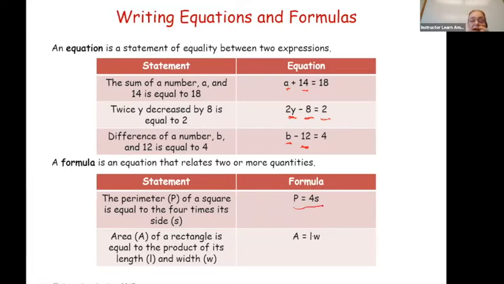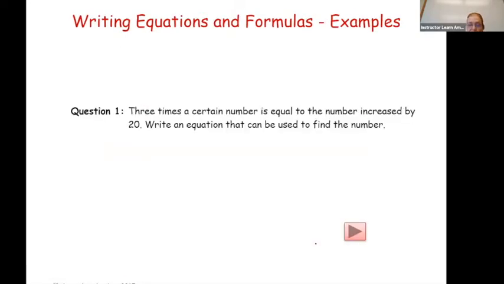Or the area A of a rectangle is equal to the product of the length and the width. So the area A is equal to L times W. So now let's take a look at some problems involving these ideas.